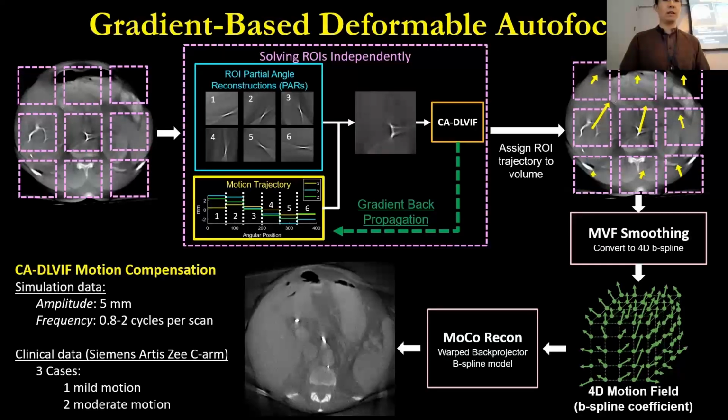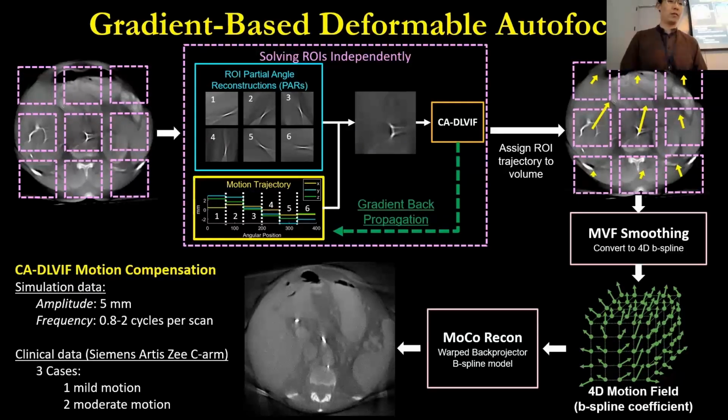This whole big pink box is done in the PyTorch tensor environment, so it's fully differentiable, and we can just backward propagate the gradient to the motion trajectory to get our motion estimation. Once we've done that for all the RIs, we simply assemble them together to form a motion vector field for the entire volume. Then we add some smoothing to this motion vector field, and convert it to 4D B-spline to again enforce the smoothness and diffeomorphism. Once we have this 4D motion vector field, we put that together with the motion projection data into our warp back projector to finally get our motion compensated reconstruction.